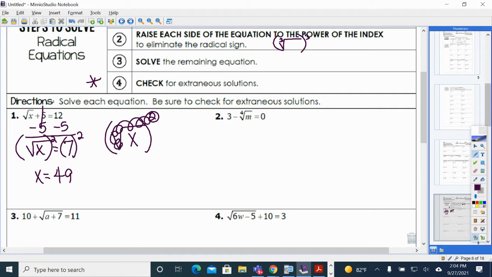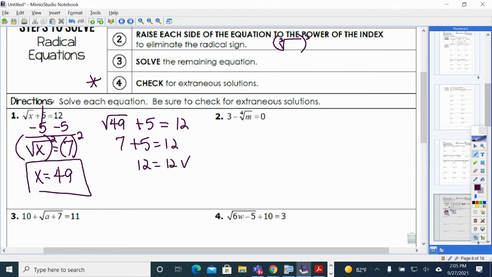So the next step, the last step, I should say, is to check your answer. So we're going to go back to the original equation and plug in our 49. The square root of 49 plus 5 is supposed to be equal to 12, and we're just checking that. So the square root of 49 is 7, plus 5 is indeed 12. 12 is equal to 12. That checks out, which means x equals 49 is my solution.